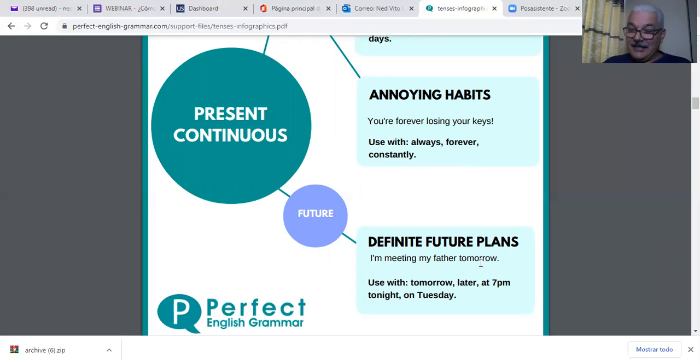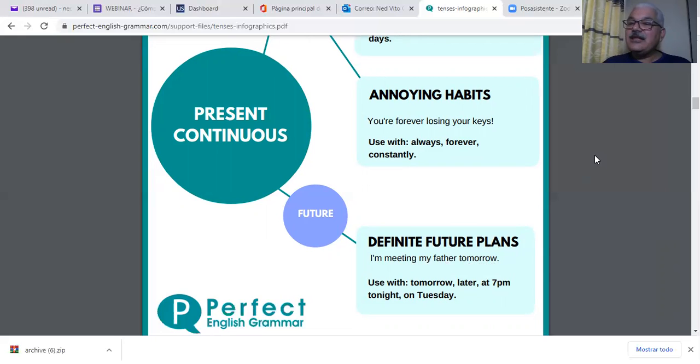And for plans in the future, we say, I am meeting my father tomorrow. Well, notice that this is a case in which I have decided, okay, I have that in mind. I have decided that I am going to do that. And there is no way to forget about that. I am going to complete that action. I'm meeting my father tomorrow, okay?